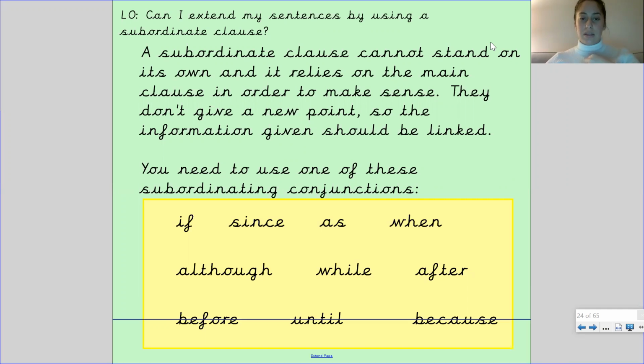You need to use one of these subordinating conjunctions to complete your subordinate clause. So read these with me. If, since, as, when, although, while, after, before, until, because. You can use any of these to add more information to a sentence to make a subordinate clause.